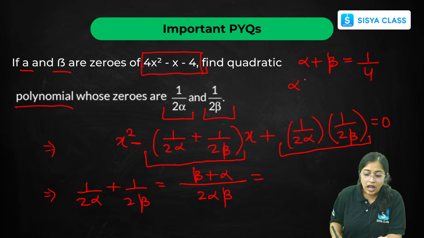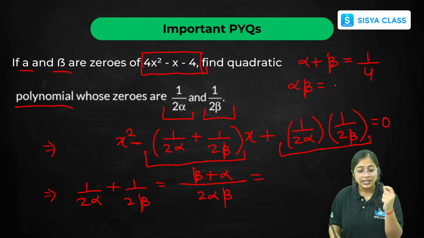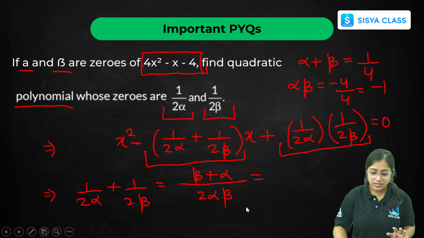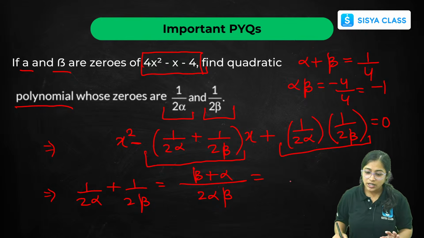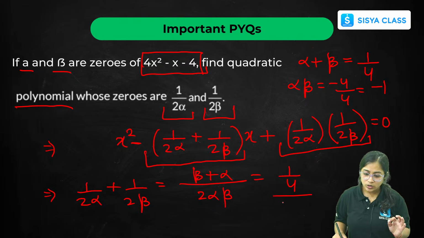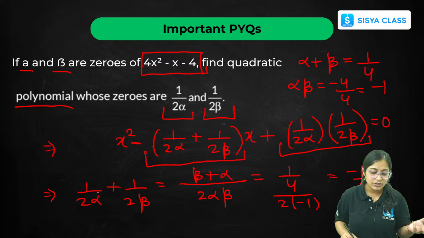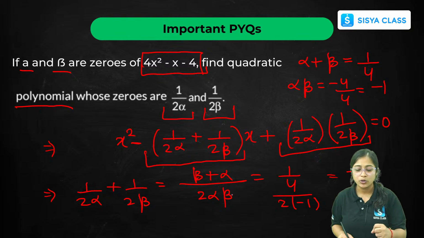And what is alpha beta? It is c upon a, that is minus 4 upon 4, that is minus 1. Okay, now let's substitute this value here. So beta plus alpha, it is 1 upon 4 upon, you have twice of alpha beta, it is minus 1. So the value of this is minus 1 upon 8. Okay, this is the value of 1 upon 2 alpha plus 1 upon 2 beta.